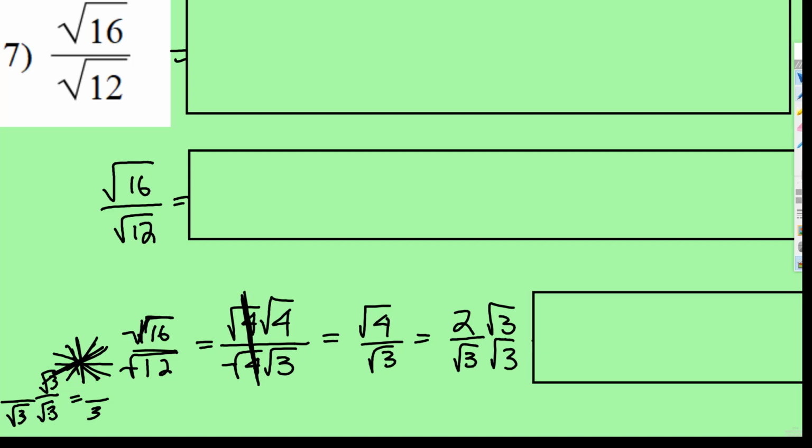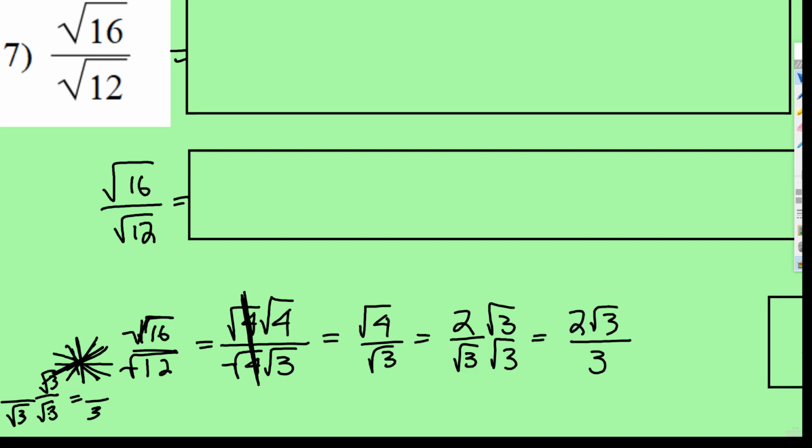So that's what we're doing in this next step. We're multiplying the numerator and denominator. Well, notice root 4 is 2. So then when we multiply the numerator and denominator by root 3, there we have it. Okay, this is, I think, the simplest way.